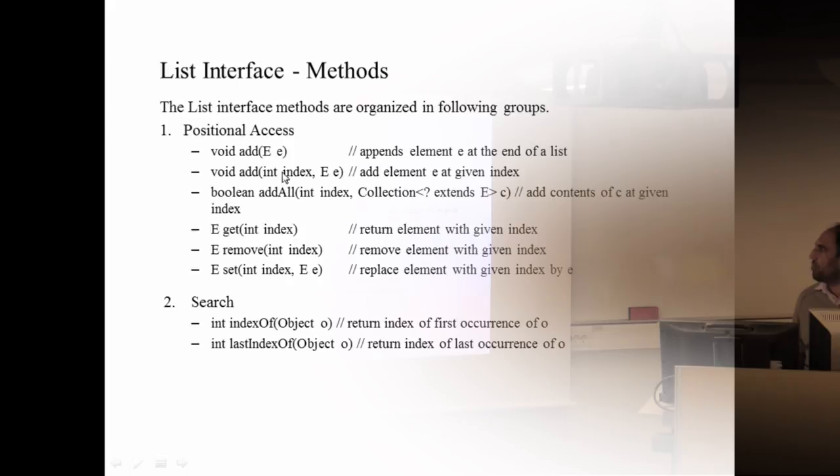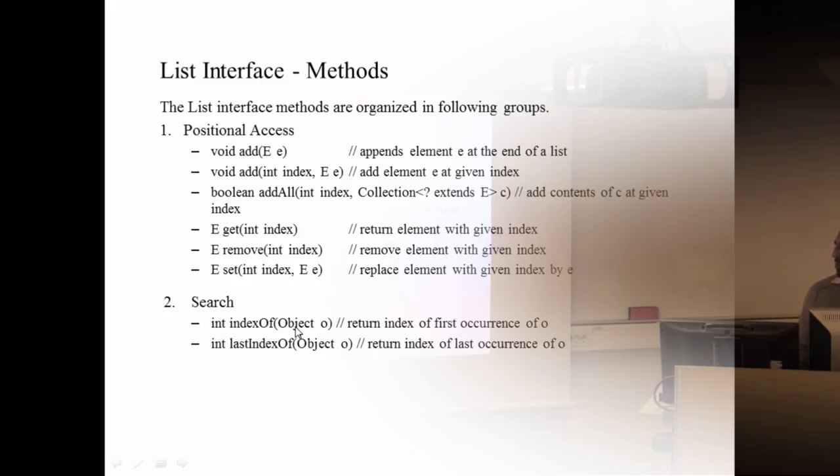And this list interface provides you with a method to add at the end, or you can add at a specific index if you want. And then addAll is the same as addAll in the collection. These kinds of methods are also called positional access, because we are using the index to add or remove the elements. The set method you can use to replace an existing element with a new element. And then you have search methods.